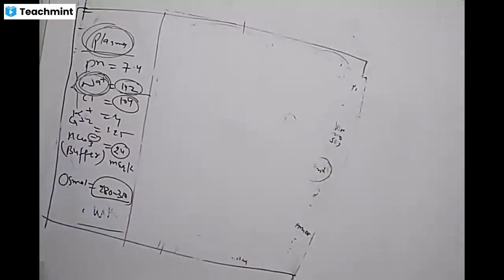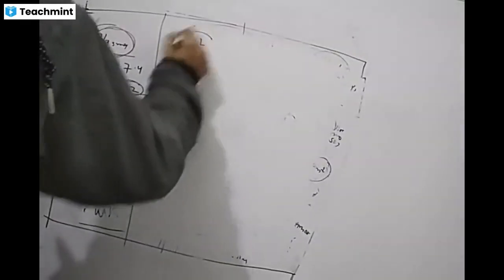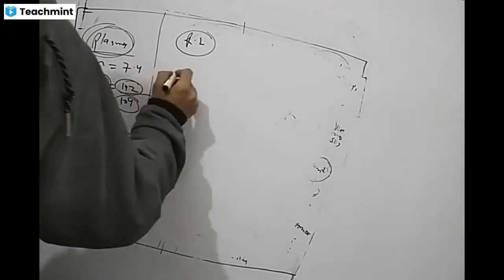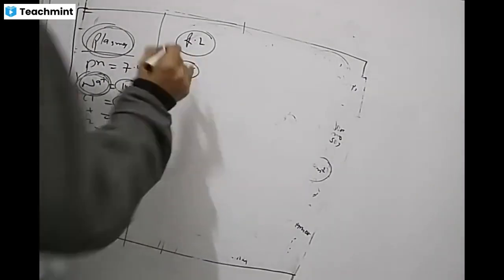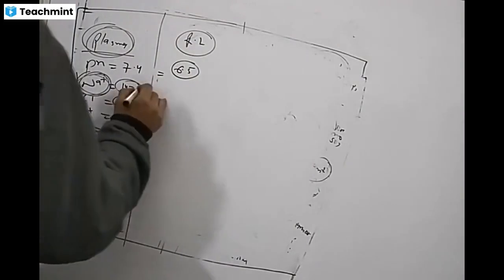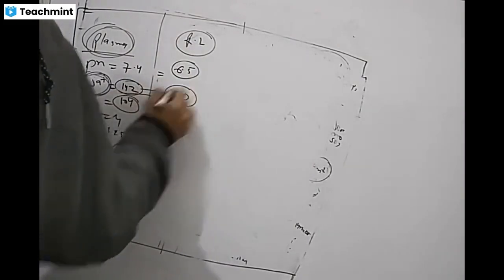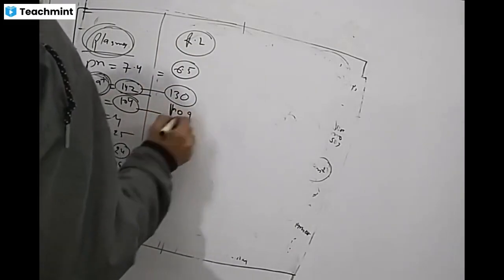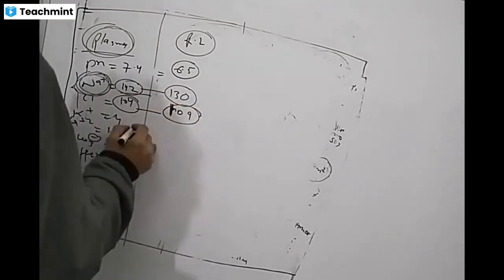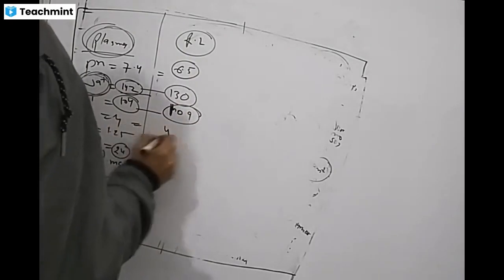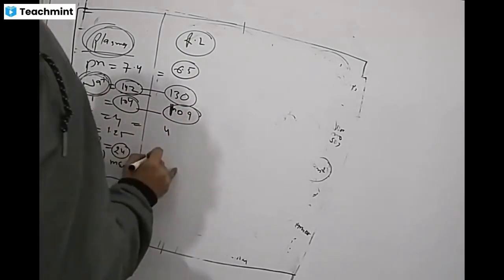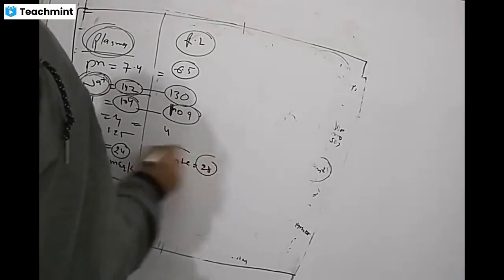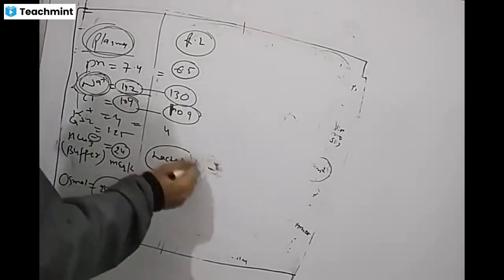So the next is your RL, LR or RL. If we look at the pH of RL, this is 6.5. The sodium here is 130. Chloride here is 109. Potassium is 4. And there is lactate, 28 milliequivalents.